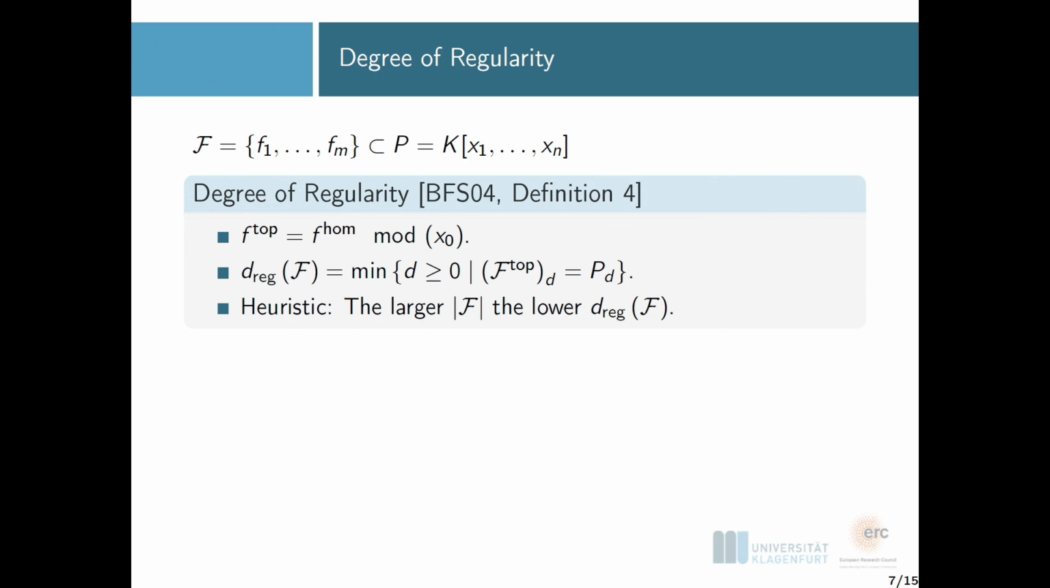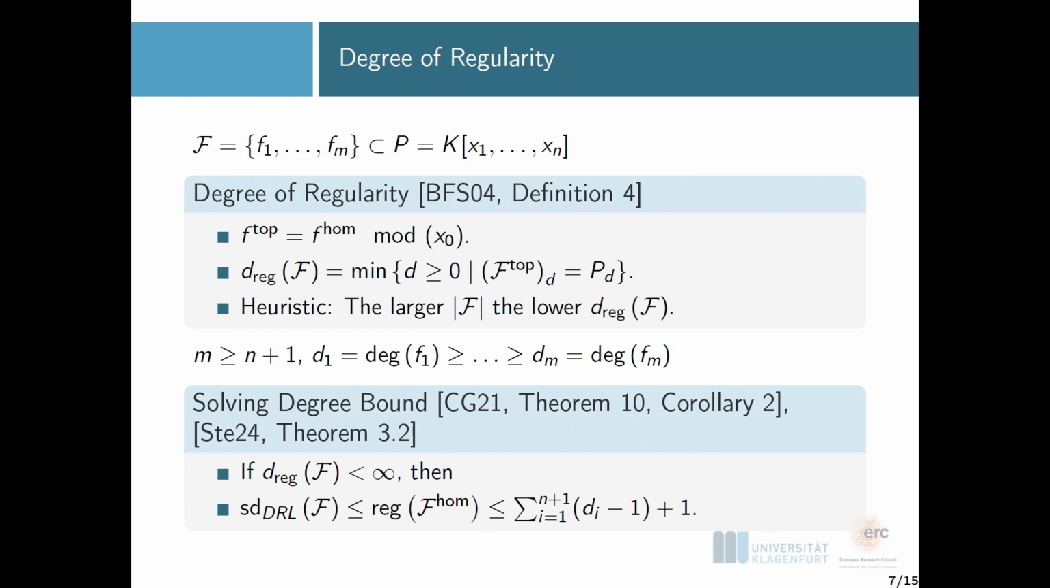Okay, and as a culmination of a lot of Gröbner basis theory, if your input system admits a finite degree of regularity, then you can prove that the solving degree is upper bounded by a theoretical quantity from algebraic geometry known as the Castelnuovo-Mumford regularity. And this CM regularity in turn is upper bounded by a simple sum of the degrees of the input polynomials.